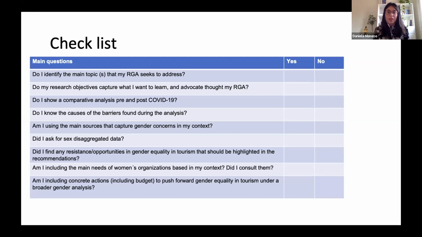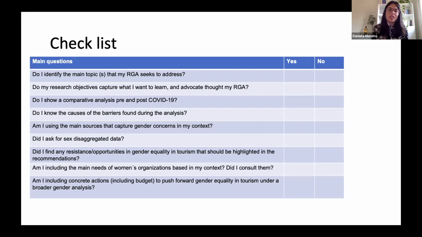So the first question that you really have to consider is this one: do I identify the main topics that my rapid gender assessment seeks to address? This question is quite linked to matrix number 1, right? So matrix number 1 is going to help me to say yes when I have to face this question.